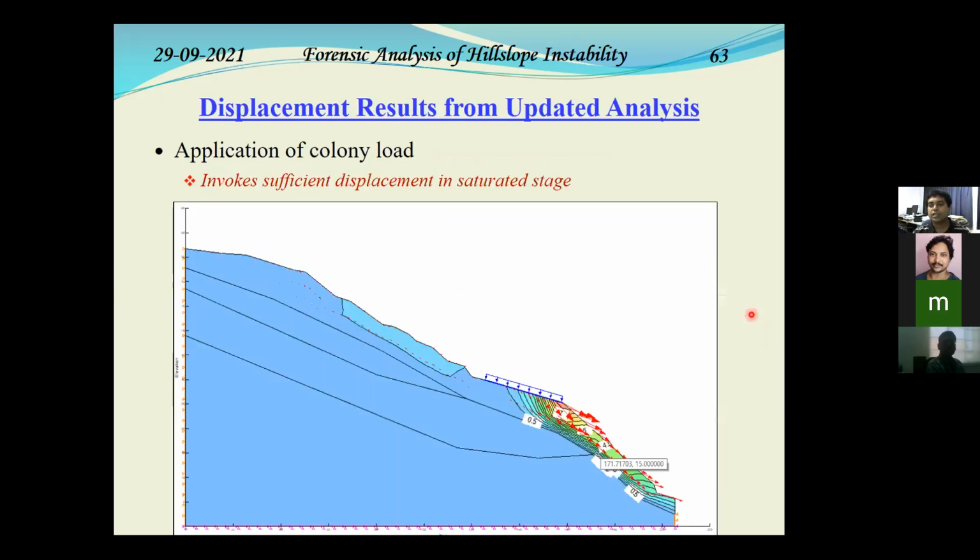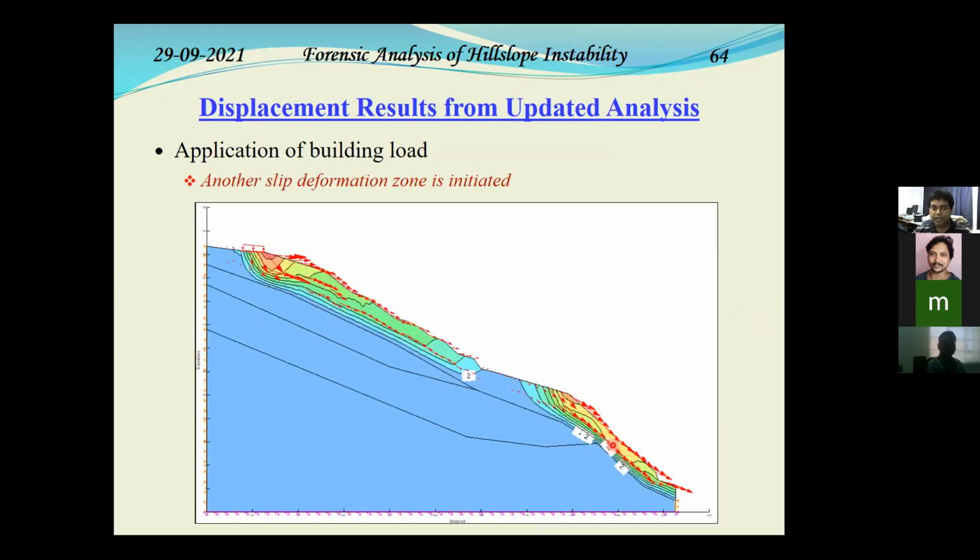We started looking into the deformation contours and tried to assess what happened. So when we added the colony load, you can see that a brief deformation, not much, maybe around 2-3 meters, had taken place, which might have gone unnoticed. But now with the building load, you can see that the deformation contours are getting well spread, more deformation near the building, comparatively much lesser deformation at the far end. Now this building load started deformation over this particular slope.